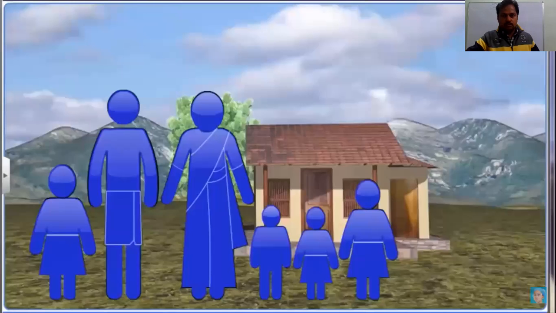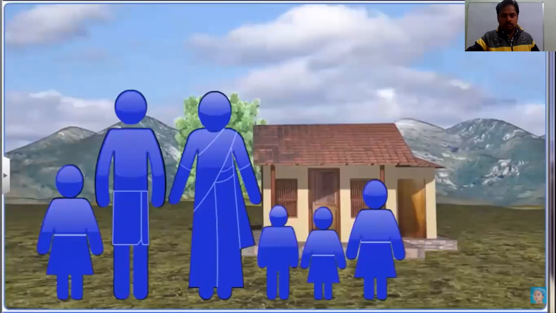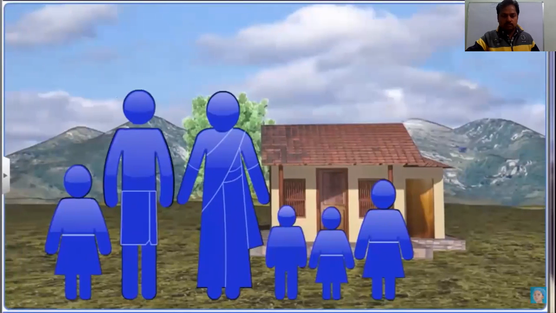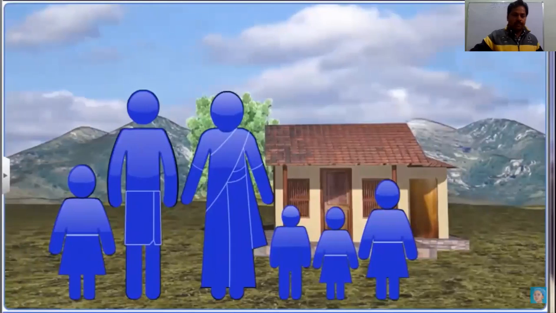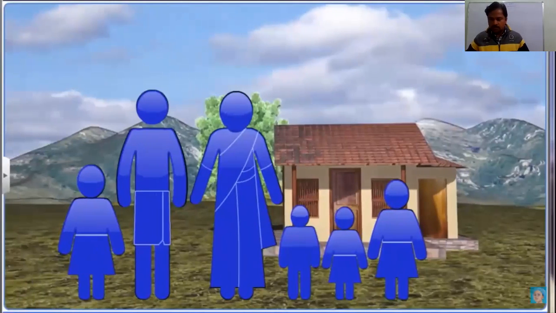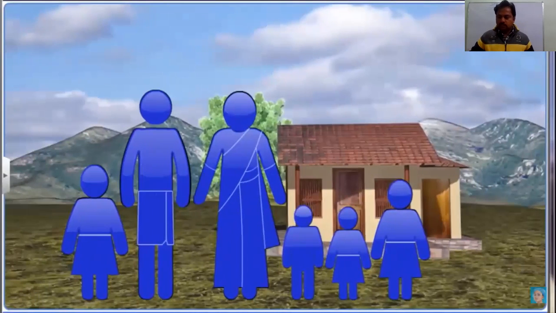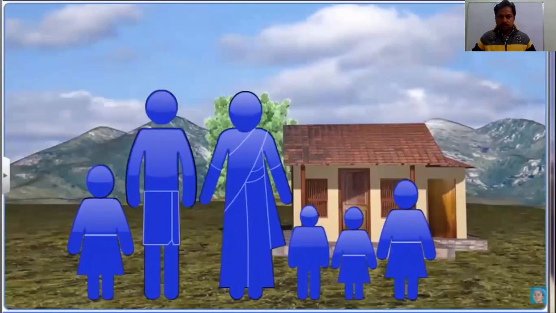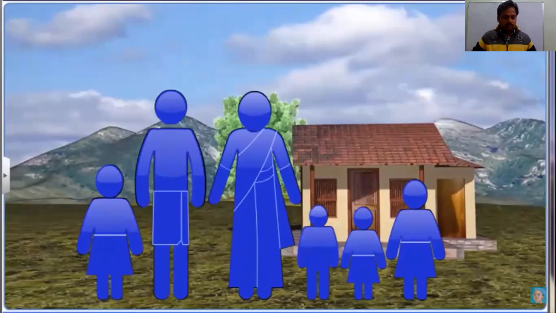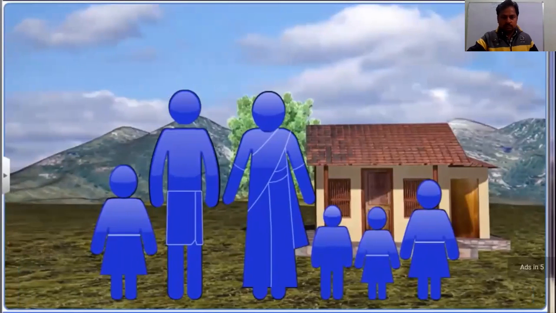Even within a family, some people are more vulnerable and suffer more than the others due to poverty. These include the elderly, women, and children, especially girl children. These people receive the least amount of care and share in the limited resources of the family.